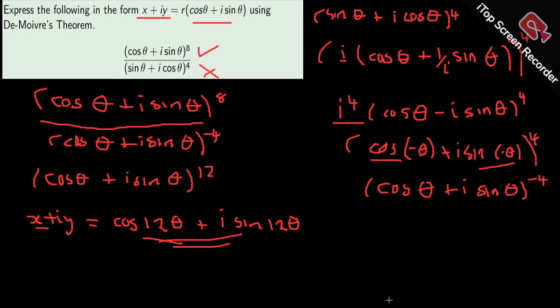Okay, so I hope you are enjoying. And lastly, we'll talk about the nth roots of a complex number. So this one is very simple if you have understood De Moivre's theorem. Let's talk about it.